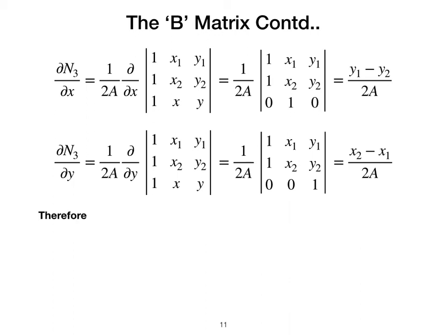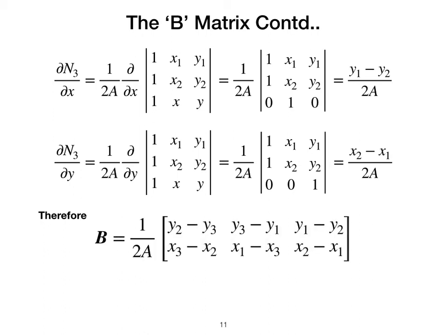So therefore, we can say that the B matrix is equal to 1 over 2A times a matrix having y2 minus y3, y3 minus y1, y1 minus y2, x3 minus x2, x1 minus x3, x2 minus x1 as members. You will notice that this is nothing but a constant matrix.